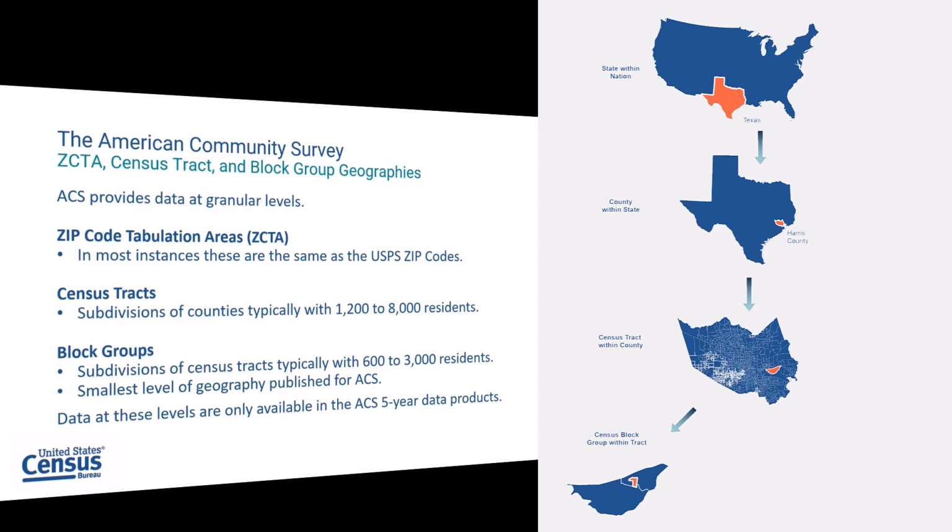I'll discuss this a bit more later. This example shows, in Harris County, Texas, the relationship between these common geographic types and how they are nested within one another. Census tracts lie within counties. Block groups lie within census tracts, like the block groups shown here.